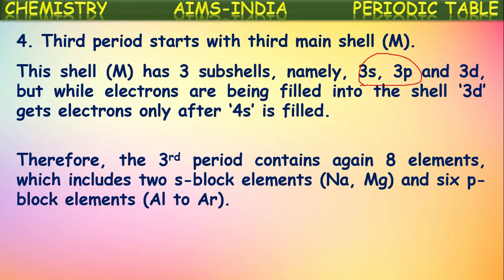Therefore, the third period contains again 8 elements, which include 2 s block elements, sodium and magnesium, and 6 p block elements, from aluminum to argon.